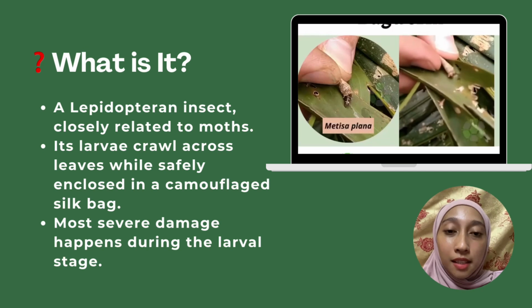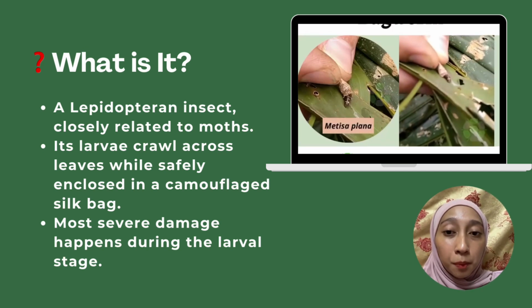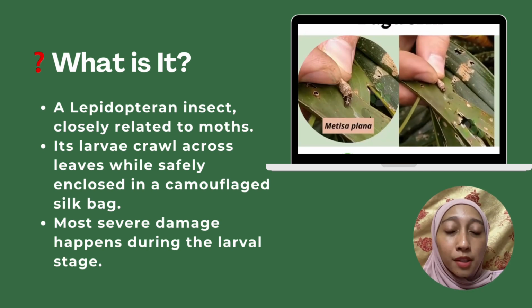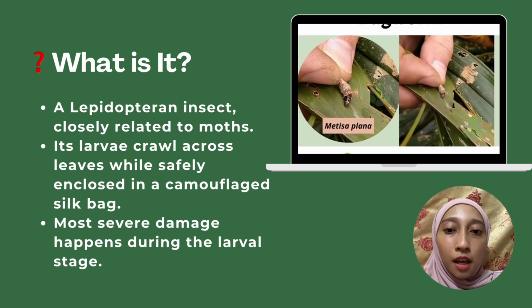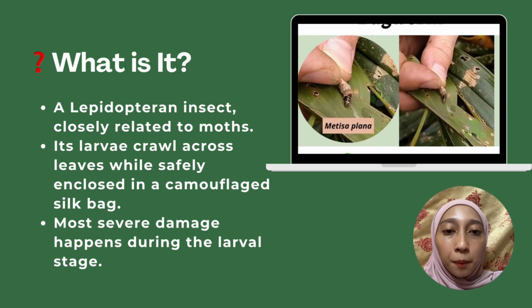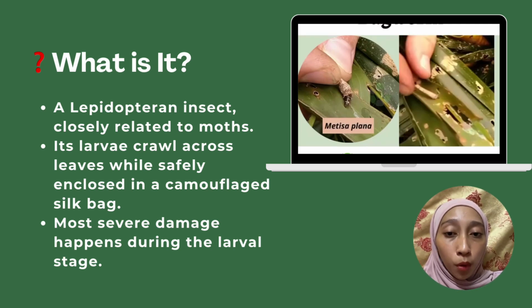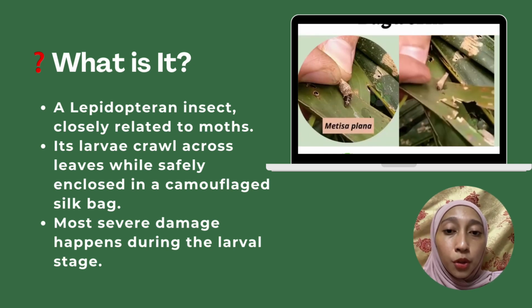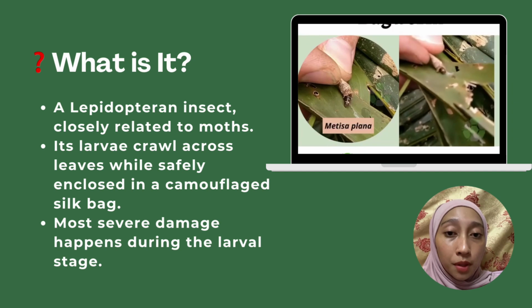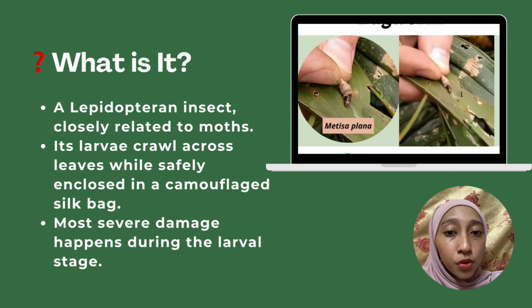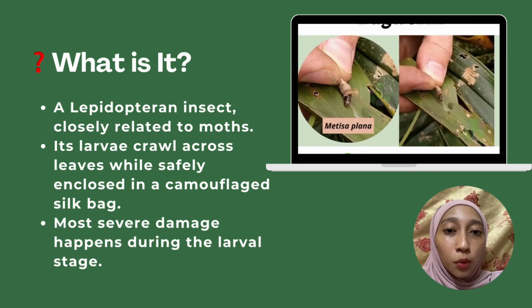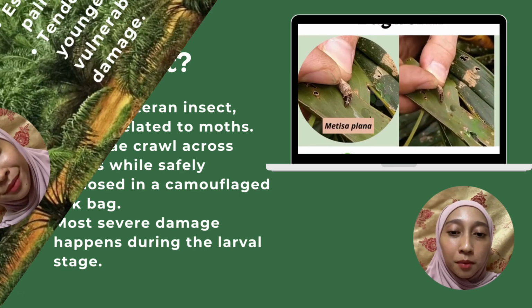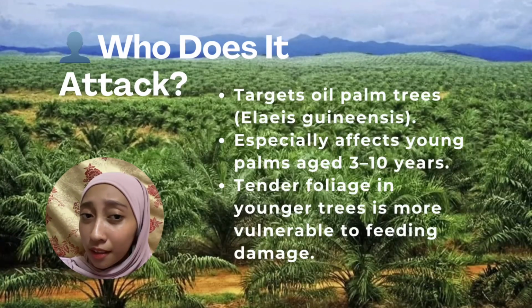So what exactly is Metisa plana? It is an insect from the order Lepidoptera, which is the same group as moths and butterflies. The adult form looks like a small brown moth, while the larva stage is the most damaging. During its growth, the larva carries its bag everywhere it moves on the leaves, and this is what we often see in the field.